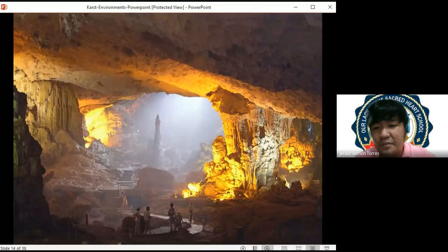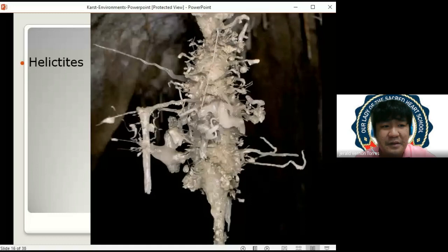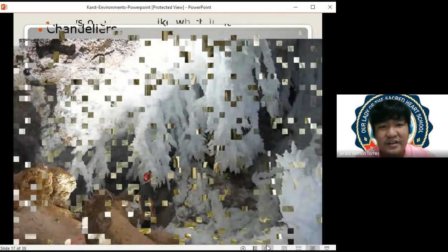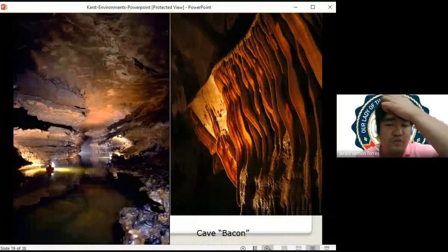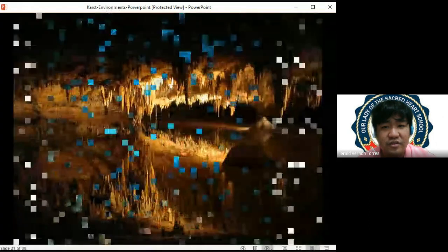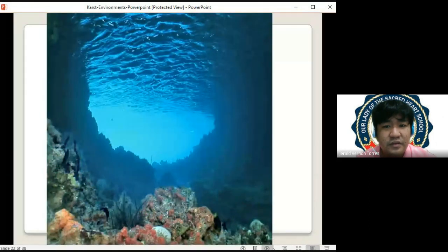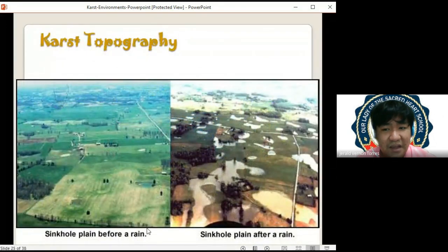Ayan. Ito yung mga cave formations natin. May iba rin formations tulad ng helicites. So we call this as helicites. Chandeliers, flow stones, thin columns yan, flow stones. Yung cave bacon na tinatawag. At napakarami pa. There are actually many formations pa that can be found in a cave. So ito, technically, this is water-filled cave. This is not air-filled cave. So ngayon, the question is, bakit tayo nakakabuo ng sinkhole?